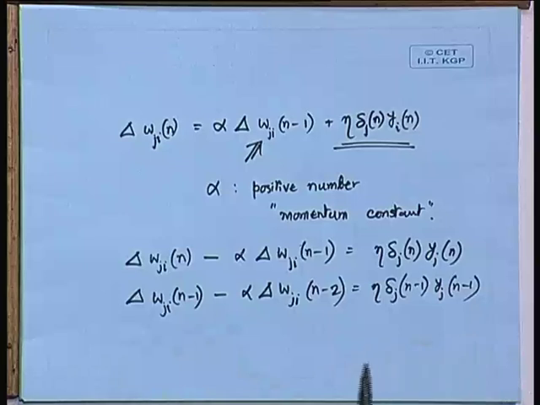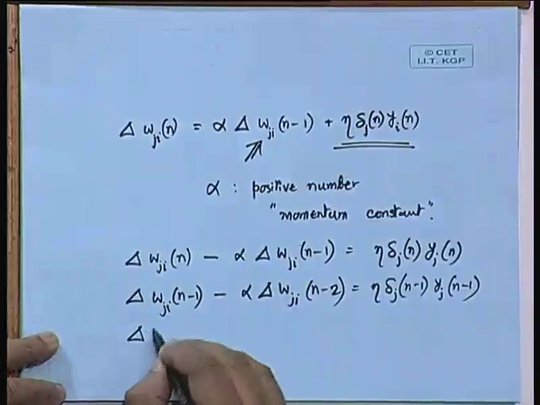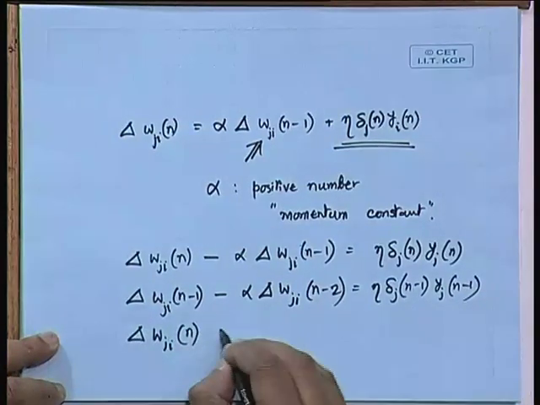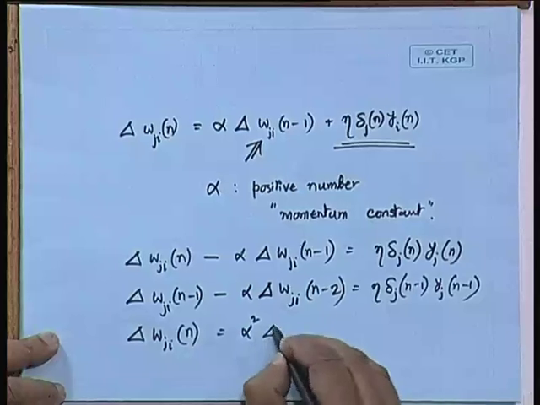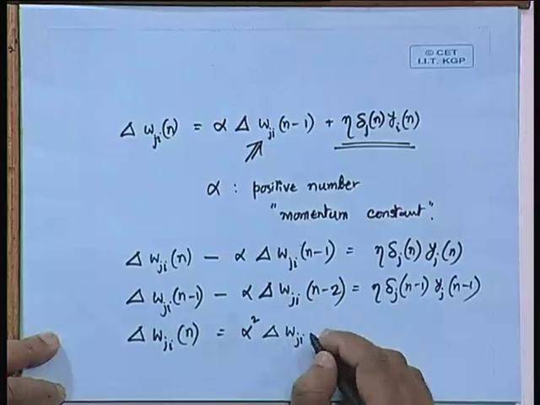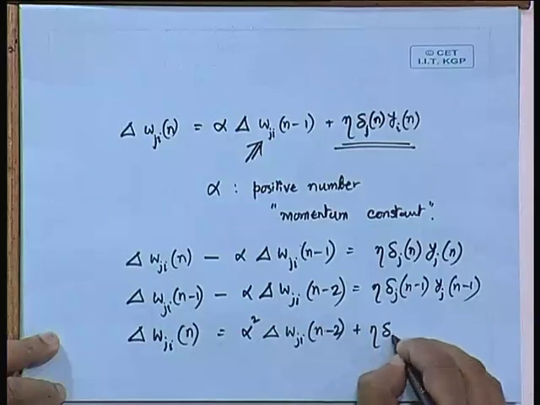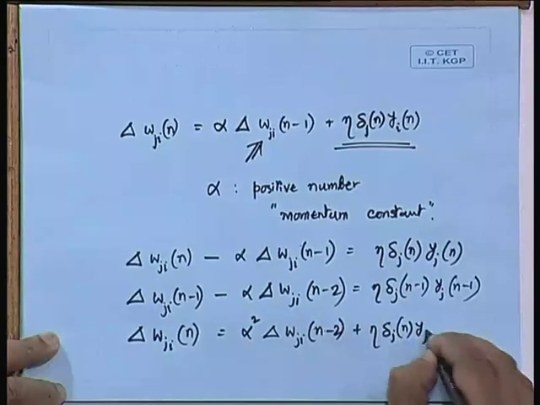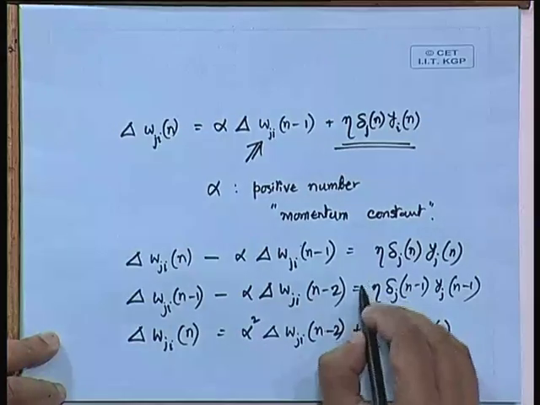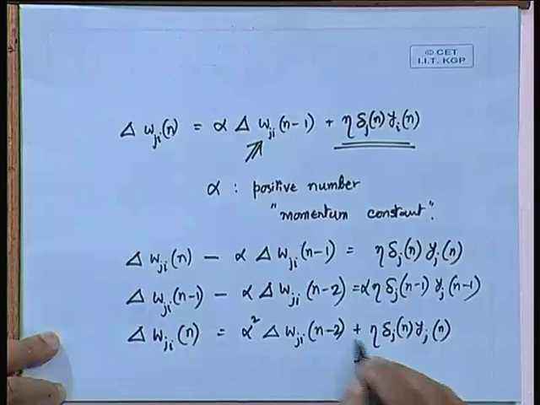We can shift the delta WGI n minus 2 term from the left hand side to the right hand side, and in that case delta WGI n will become alpha squared delta WGI n minus 2, plus eta times delta J n YJ n, plus eta alpha, this term.